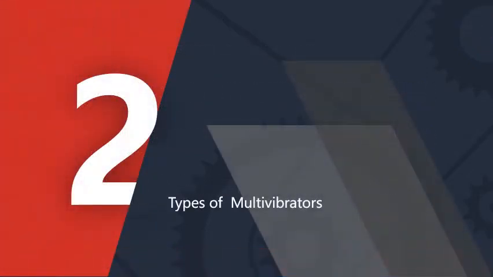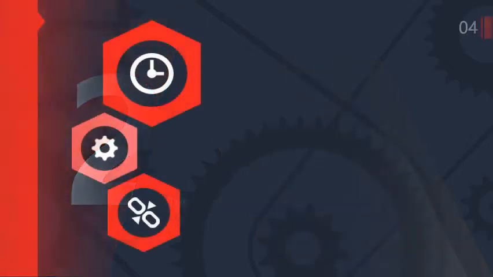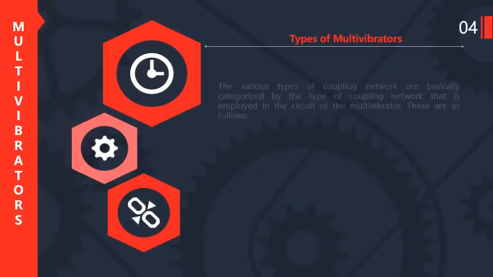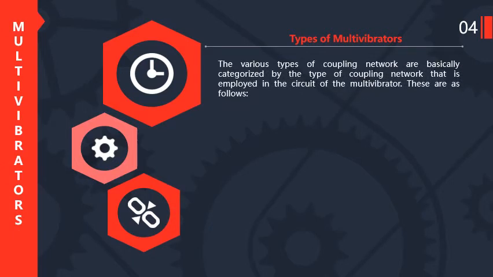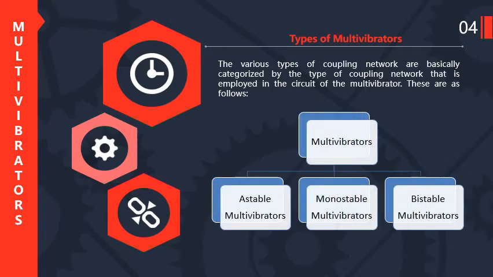Next topic is the types of multivibrators. The various types are basically categorized by the type of coupling network that is employed in the circuit of the multivibrators, and multivibrators are classified into three categories. First is an astable multivibrator, second is a monostable multivibrator, and third one is a bistable multivibrator.